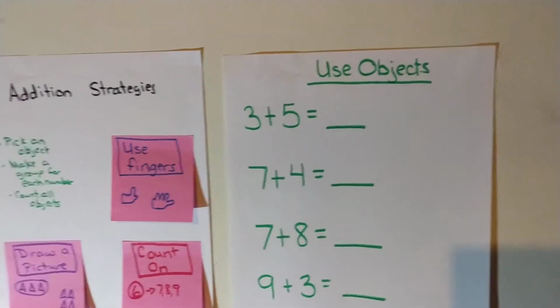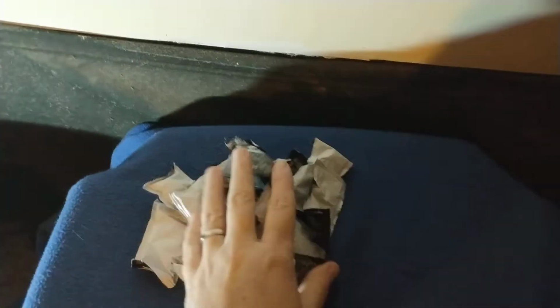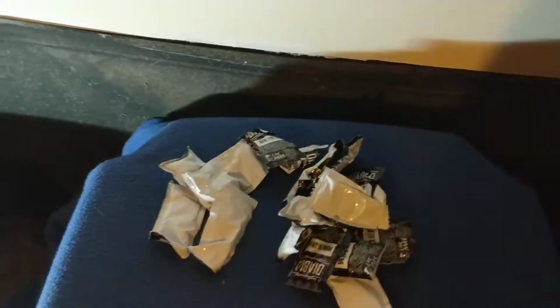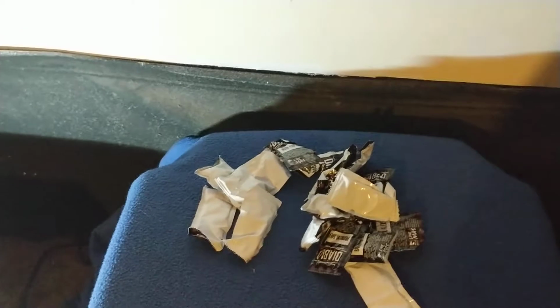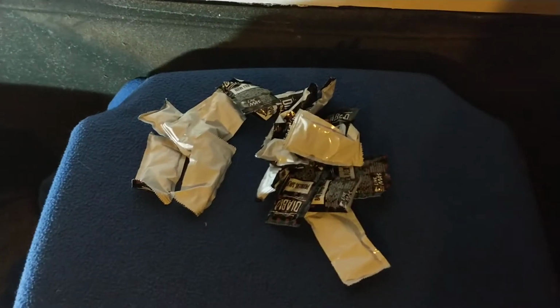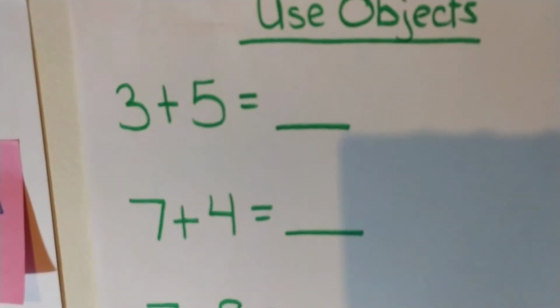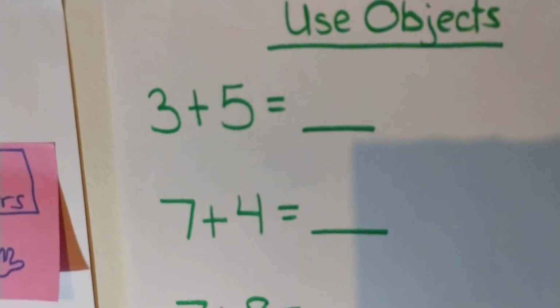Alright, so I have found me some objects. I think I'm crazy, but I'm going to use some sauce packets from Taco Bell. I didn't have any cars. I got rid of my dolls. So this is what I had laying around. So I'm going to use my sauce packets for my problem. Alright, problem number 1. 3 plus 5.